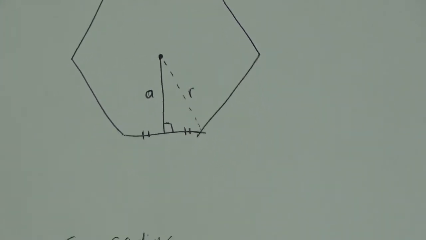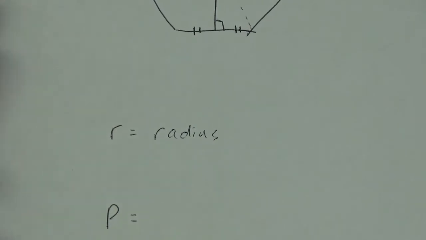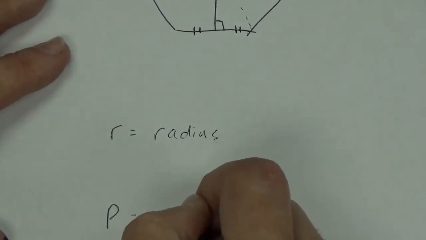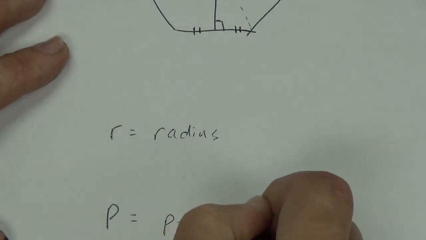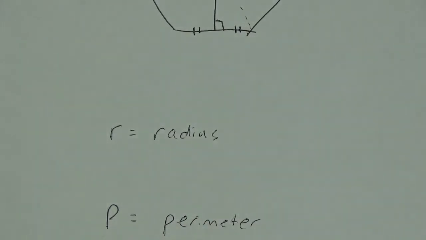Okay, capital P is the perimeter. All right, capital P is the perimeter. Why do we use capital P for it? Just kind of something we do. I don't know that there's a great reason for it.